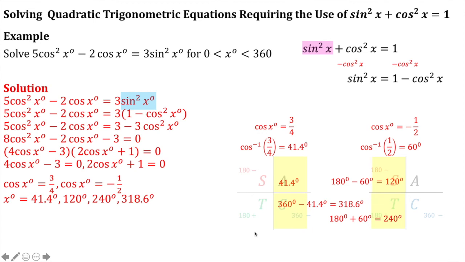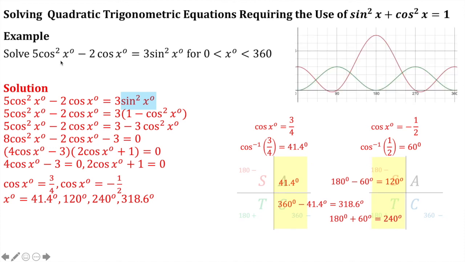Now, if I just have a wee quick look at the graph of the original equation, so 5 cos squared x minus 2 cos x equals 3 sin squared x. It's quite an interesting graph, or at least I think so anyway. So the green curve that you can see, that is the graph of y equals 3 sin squared x, so that's the right hand side of the equation. And the red curve, that is the graph of 5 cos squared x minus 2 cos x. And our answers are the points of intersection here.